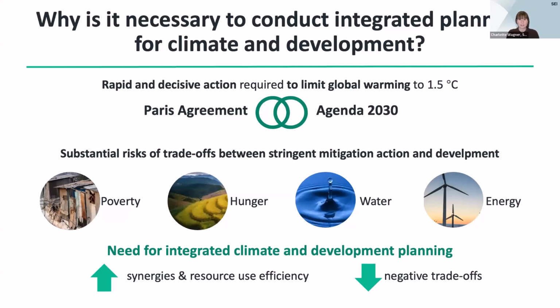As we all know, rapid and decisive action is required to limit global warming to 1.5 degrees Celsius or 2 degrees Celsius, depending on the report that you're following. And at the same time, we're also trying to achieve the Agenda 2030 and its sustainable development goals. So there is really a need to act quite rapidly on both of these agendas, or both of these conventions.